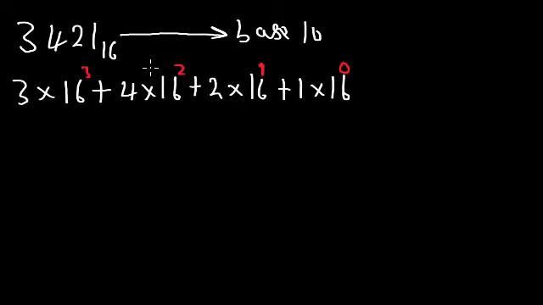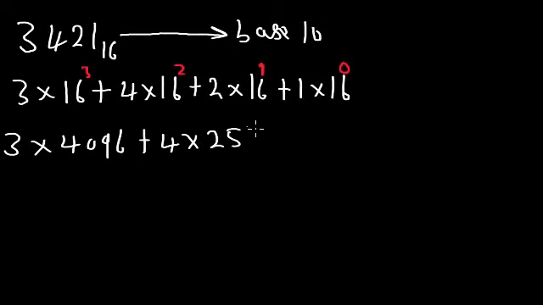All you need to do is just to simplify. So right now, what is the value of 16 raised to the power of 3? For a quick and easy result, I'm just going to type that into my calculator. And I tend to have 4,096. So I'm going to add that to 4 times 16 squared. What could that be? That's 256. So I'm going to write that and add that to 2 times 16 to the power of 1, which will result in 16.